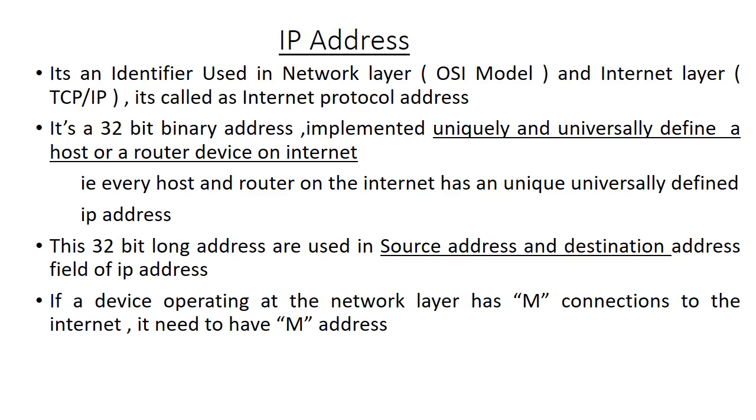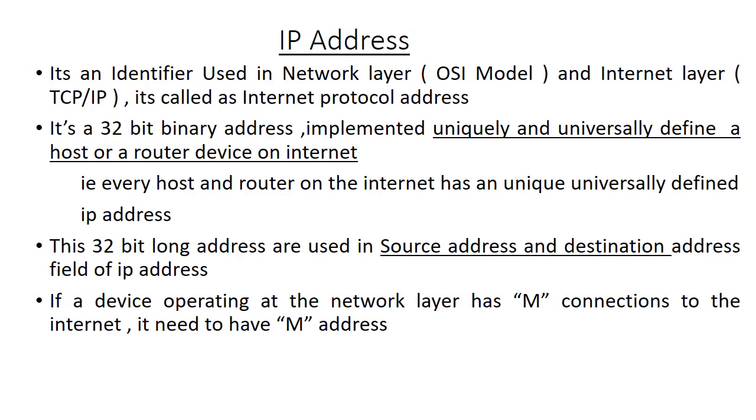You are familiar with the term IP address. So what exactly do we mean by an IP address? The formal definition says that it's an identifier used in the network layer and the internet layer. The network layer comes under the OSI model and the internet layer comes under the TCP/IP model, and this identifier is known as the Internet Protocol address.